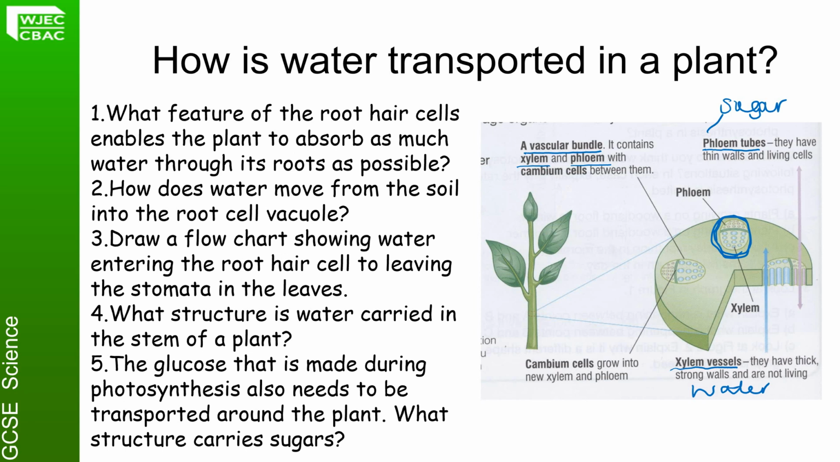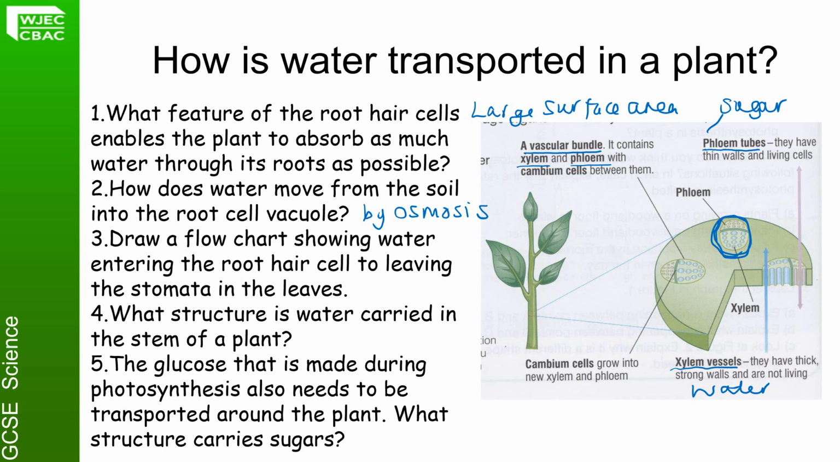So question 1. What feature of root hair cells enables them to absorb as much water as possible through their roots? They have a large surface area. Question 2. How does water move from the soil into the root cell vacuole? By osmosis.